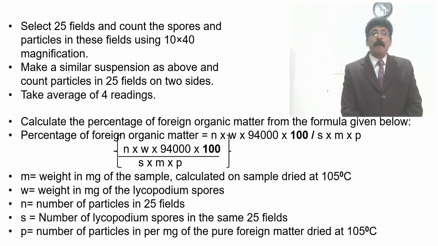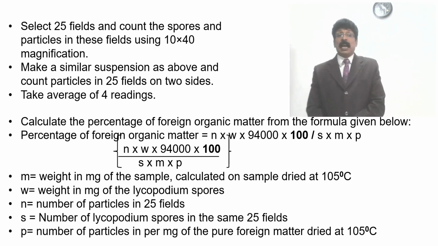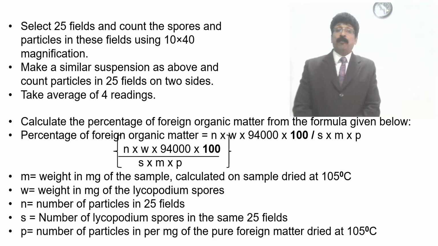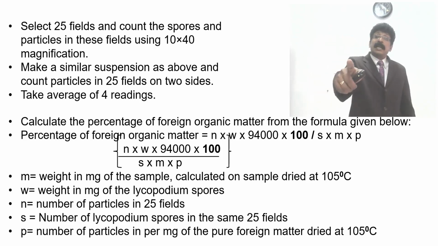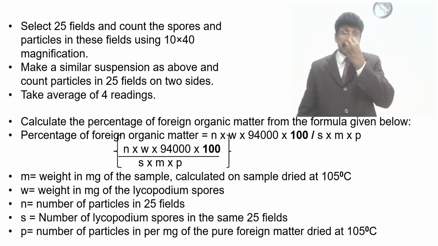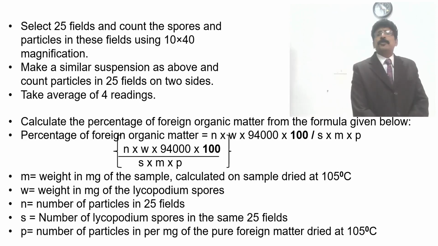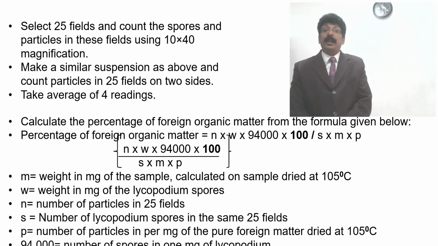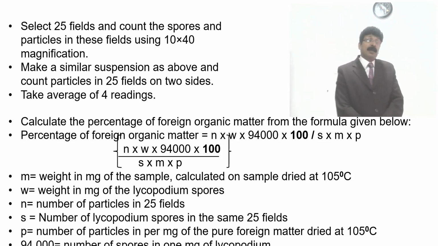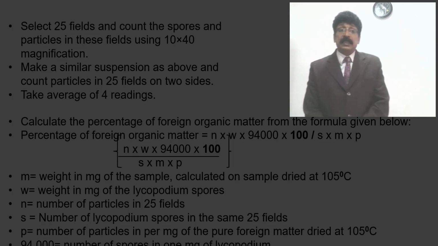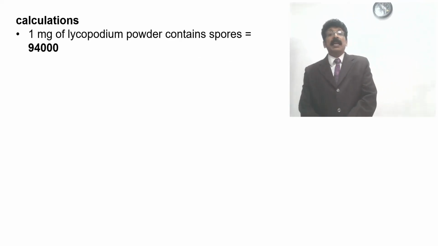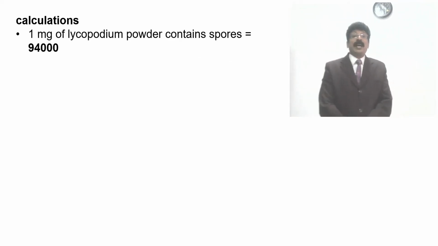P is equal to the number of particles per milligram of the pure foreign matter dried at 105 degrees centigrade. It will be given by the standard books. It will have a standard value. According to IP or BP, you should refer to find the value. The P value should be identified, which is given. 94,000 is for Lycopodium: the number of spores in 1 milligram of Lycopodium is already given as a standard value. So in the calculation, 1 milligram of Lycopodium powder contains 94,000 spores.